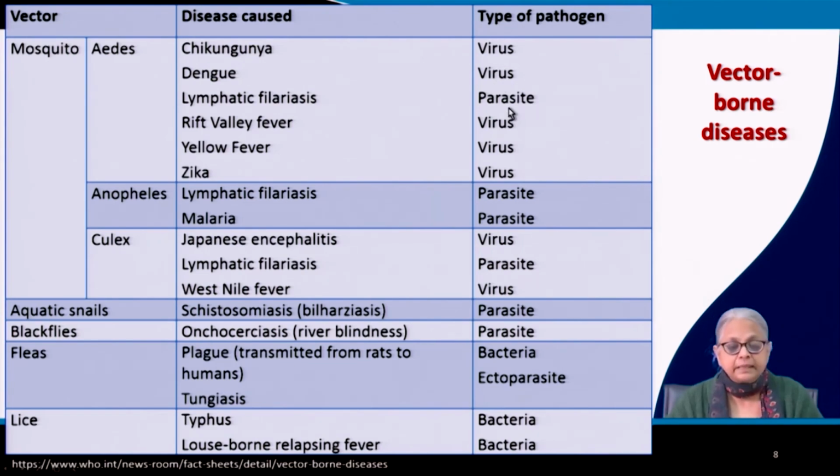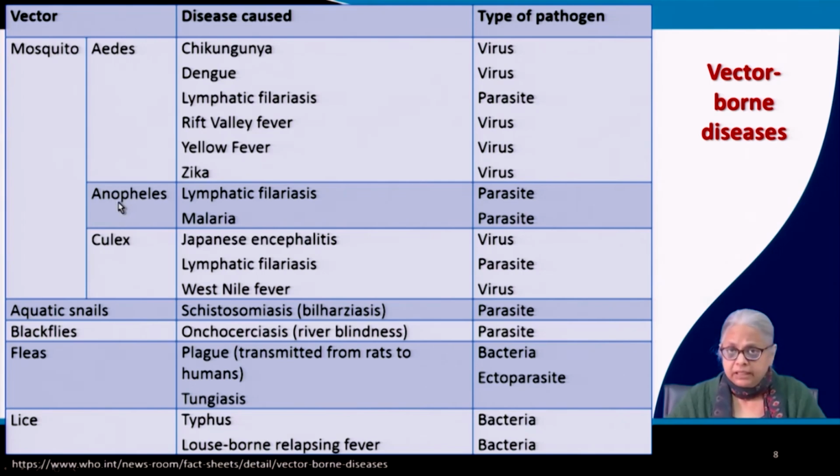They are all parasites, and with the Aedes species of mosquitoes, the diseases caused are chikungunya and dengue, which are viral diseases. You have lymphatic filariasis, which is caused by a parasite. Then you have Rift Valley fever, yellow fever, Zika fever, all of them viral fevers.